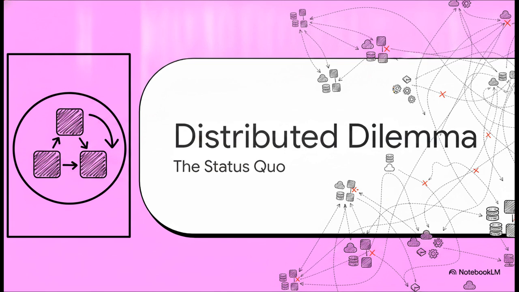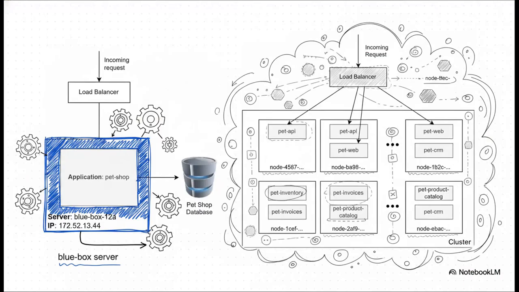The distributed dilemma. To really grasp the complex reality we're stepping into here, we have to first look at the comfortable, predictable status quo of traditional software design. On one hand, you've got your classic monolithic architecture. Think of it as a single blue box server with a static, well-defined IP address. It's cozy, it's predictable. But on the other hand, welcome to the distributed architecture. Suddenly, our application is broken down into all these loosely coupled services, stuff like pet API or pet inventory, running across multiple instances and identified by these massive, randomly generated UUIDs. As you can see, the complexity here has absolutely exploded.